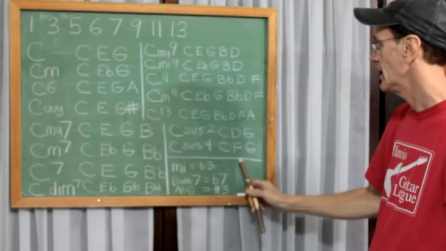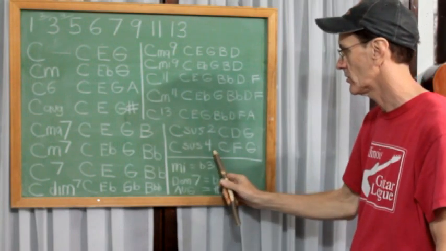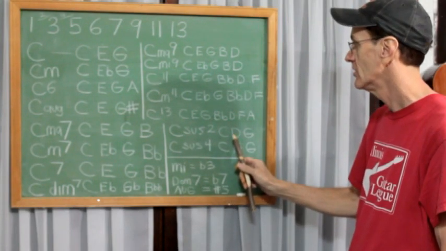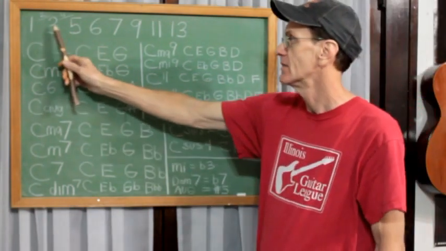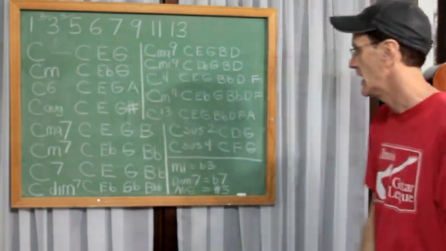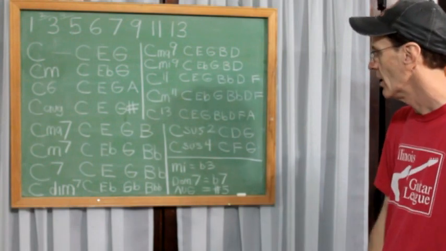A C, F, and a G will form a C sus4 chord. A C sus2 would be the second. So you replace the third with the second. Okay? So you got 1, 2, and 5, and then you get your sus chords, sus2. All right.